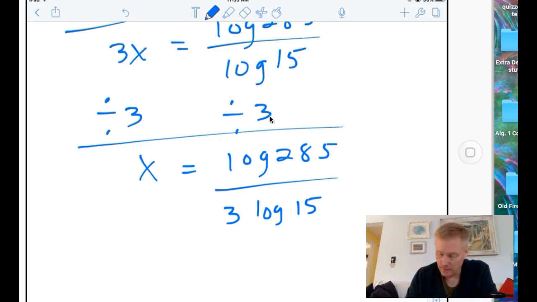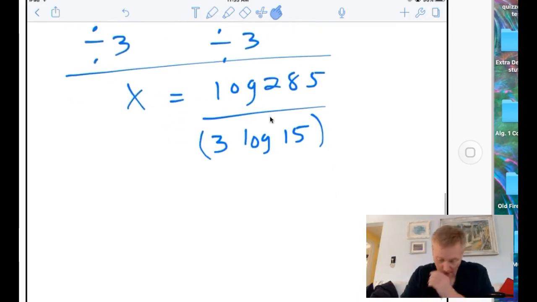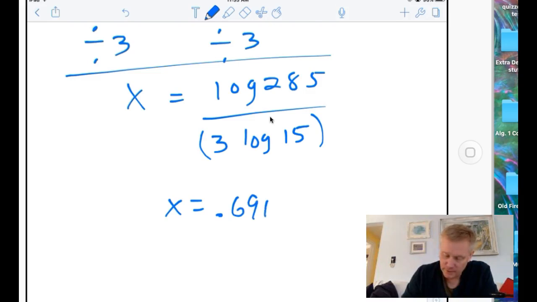All right. When you punch it in your calculator, you're going to want to use parentheses around that denominator. Otherwise, I'm not sure, it might divide by 3 and then multiply the whole thing by 15. Anyway, if you use parentheses, it should come out correct, which would give you x equals 0.696.